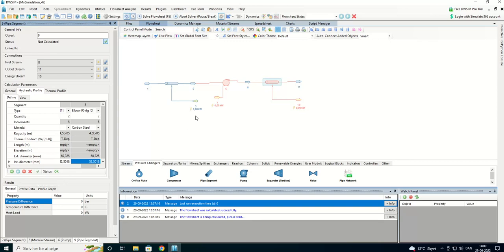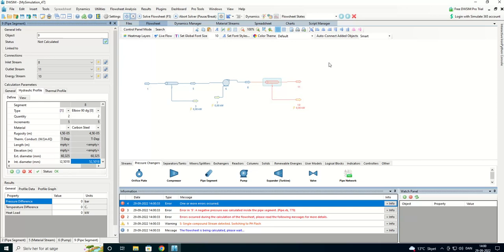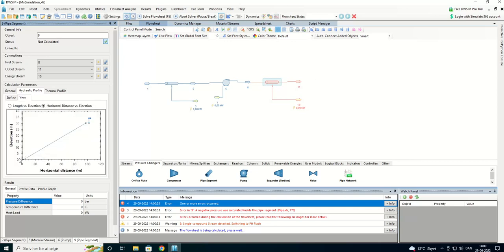So, we are going to solve it. Or we can have a view here to see, is it looking okay? It is looking okay. Yes.